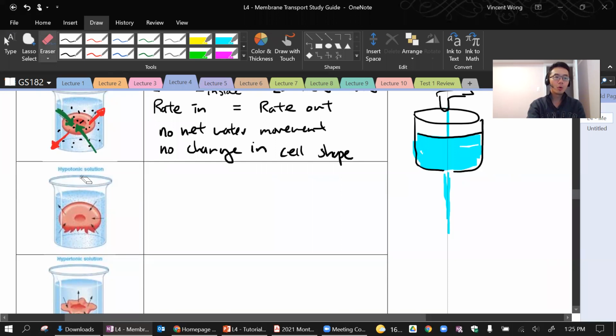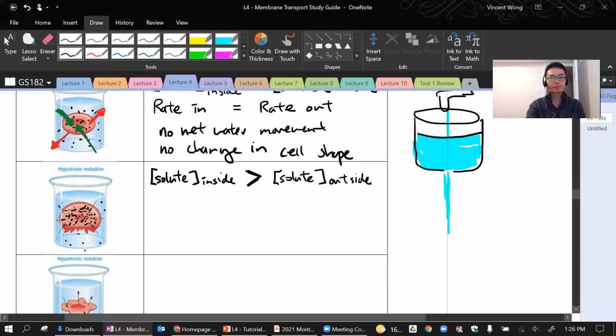Next, we have hypotonic. Hypotonic means there are a lot more solids on the inside, so you can add these dots. Makes it look like a poppy seed bagel. And then you have less outside. So solid on the inside is greater than the solid outside. This symbol means greater than. You learned that in math, I think.